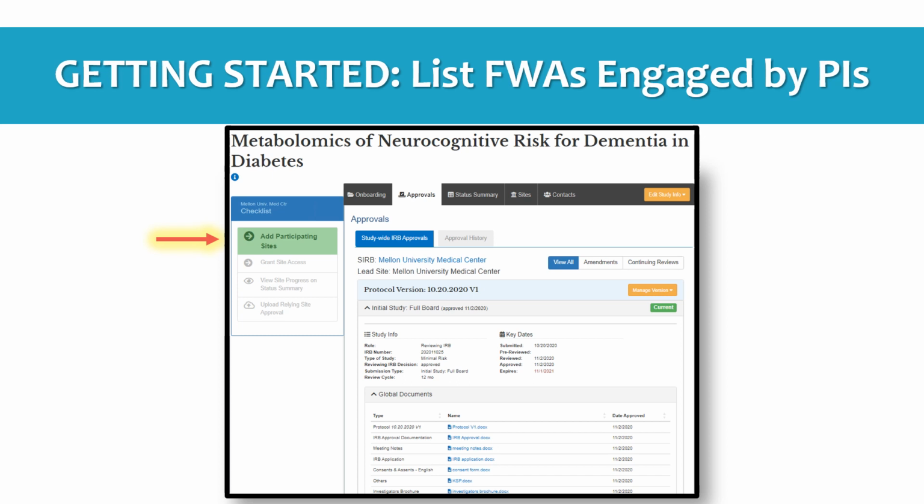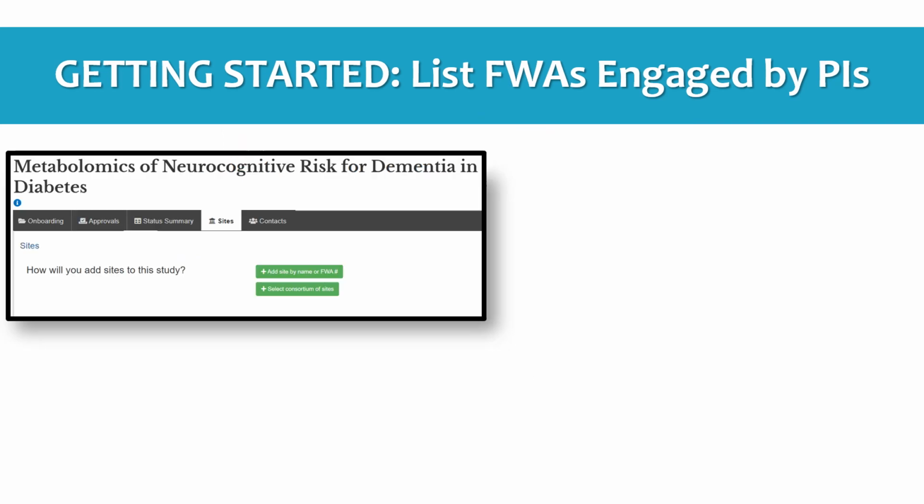Sites can also be added by clicking the Sites tab. Please note that this step can be done before the lead site approval is uploaded as well. Unless this study is a network or consortium study, indicate sites will be added by name or FWA. The FWA, or Federal Wide Assurance Number, is a unique site identifier assigned by the Office of Human Research Protections.